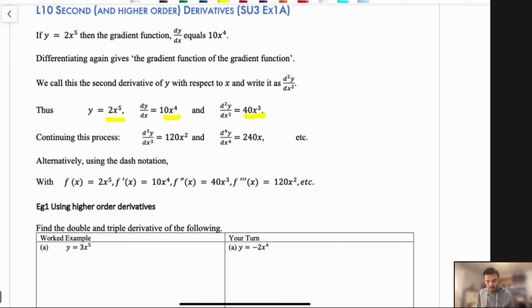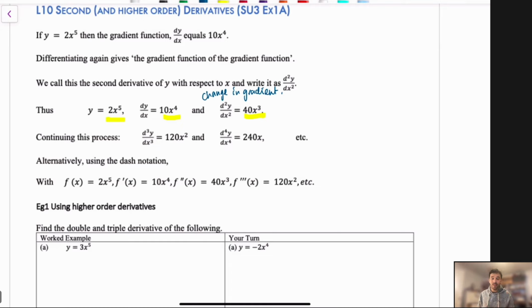Now, first thing you may ask, what actually is this? This is the change in gradient. So it's like, how is the gradient changing? Is the gradient increasing? Is the gradient decreasing, basically, at any point? That's what this function shows us, and it links in with our concept of concavity.